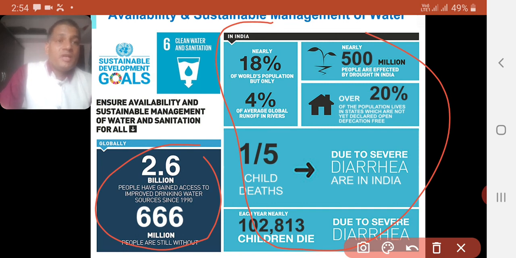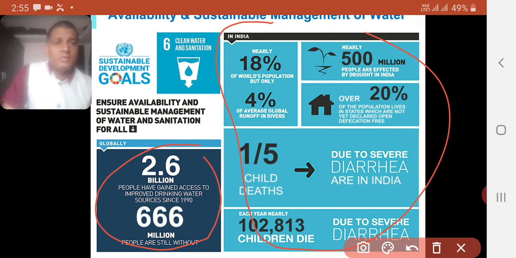Nearly 500 million people are affected by drought in India. Over 20% of the population lives in states which are not yet declared open defecation free. Now there are some policies, some schemes coming, like Swachhata Abhiyan, Gram Swachhata Abhiyan, and some national schemes. So through these schemes, like Swachhata Abhiyan and smart cities, these types of problems are overcome.